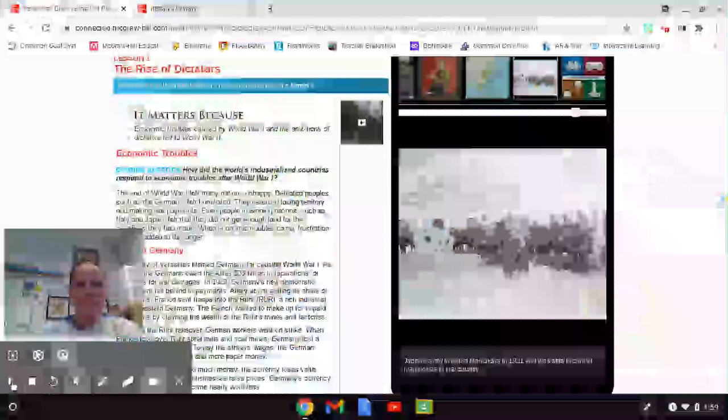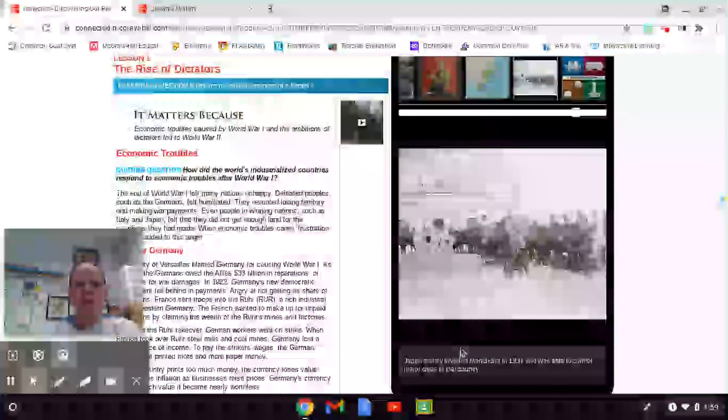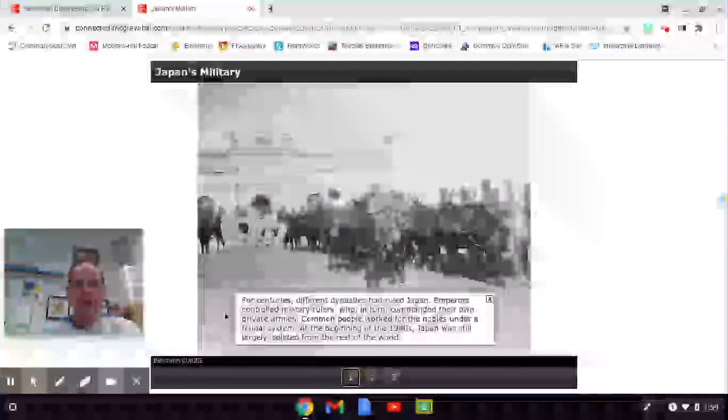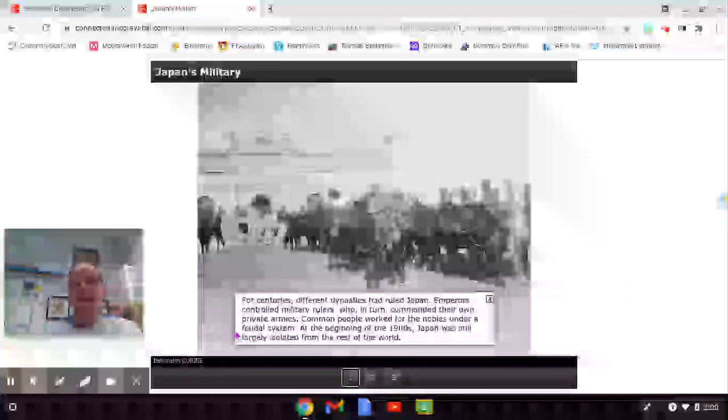Like we just saw on the map, Japan's army invaded Manchuria in 1931 and was able to control major cities in that country. So we'll take a look at these pictures and get a little more information here. For centuries, different dynasties had ruled Japan. Emperors controlled military rulers who in turn commanded their own private armies. Common people worked for the nobles under a feudal system. At the beginning of the 1900s, Japan was still largely isolated from the rest of the world.